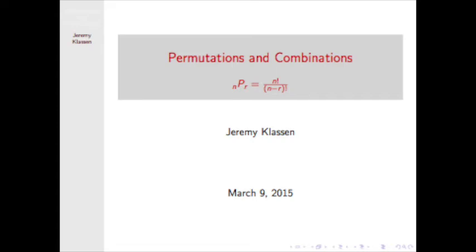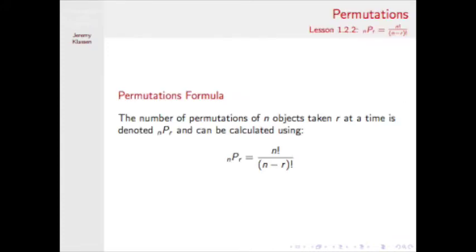Hi everybody, this is the fourth lesson of the Permutations and Combinations chapter. It's lesson 1.2.2, and in this lesson we're going to talk about permutations, specifically the nPr notation. In the previous lesson we took a look at how you permuted n objects if you were going to use all of them at once.